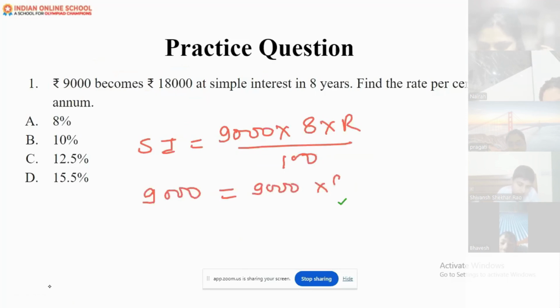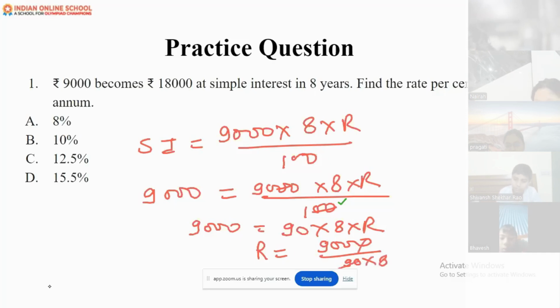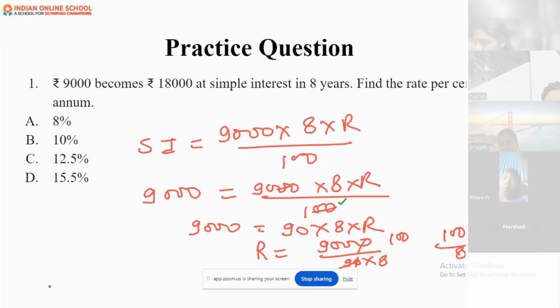Now solve it. It is very easy. Now 9,000 is equal to 90 into 8 into R. So R will be equal to 9,000 upon 90 into 8. The zeros cancel out, this will become 100, and 100 upon 8 will be how much? 12.5%. Yes, this will become 12.5. So 12.5 is the correct option.